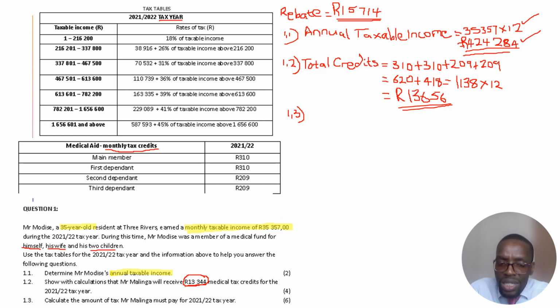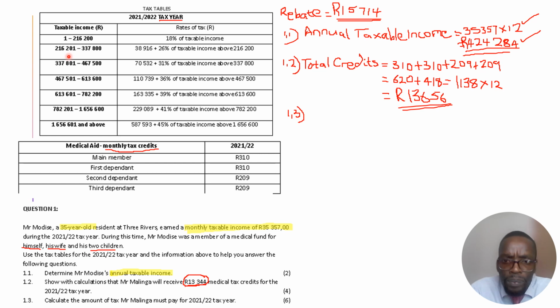So in this case, we have noted that Mr. Malinga is earning 424,284 rands. This is the annual amount that he's going to earn. So which bracket does he qualify for? The first bracket? No, because the first bracket is for those earning 1 rand to 216,200 rands. Those are the ones that fit in the first bracket. So the first bracket is not the correct one.